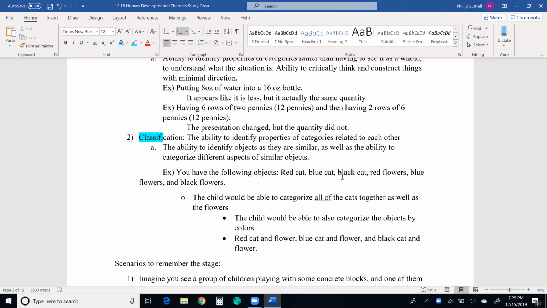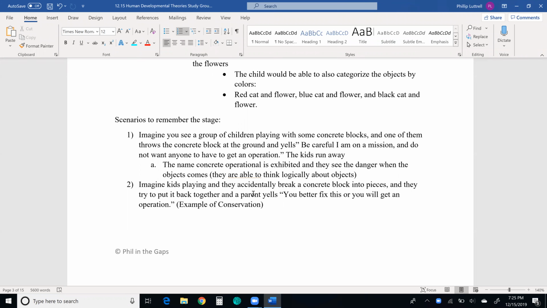So scenarios to remember the stage. Imagine you see a group of children playing with some concrete blocks, and one of them throws the concrete block at the ground and yells, "Be careful, I'm on a mission. Do not want anyone to have an operation." The kids scatter. So the name concrete operational is exhibited, and they see the danger when the object comes. They're able to think logically about objects. So again, the concrete blocks for the concrete part of the name.